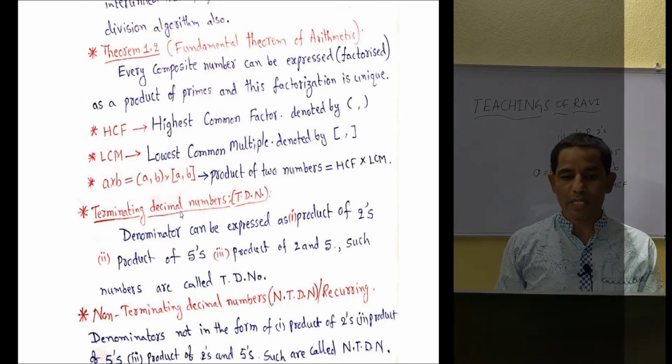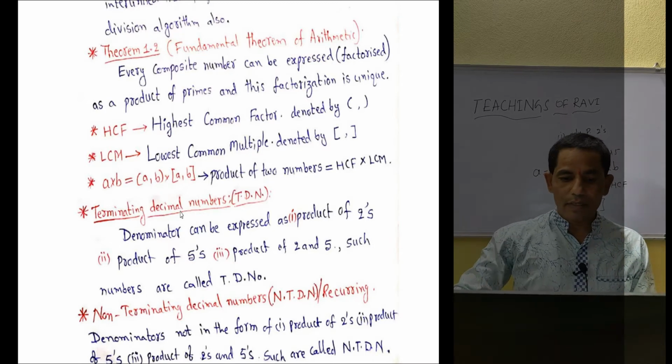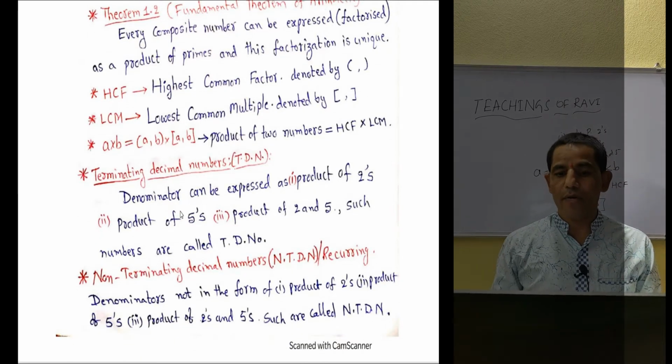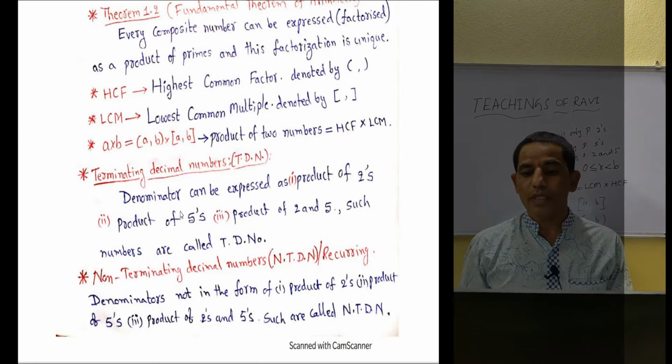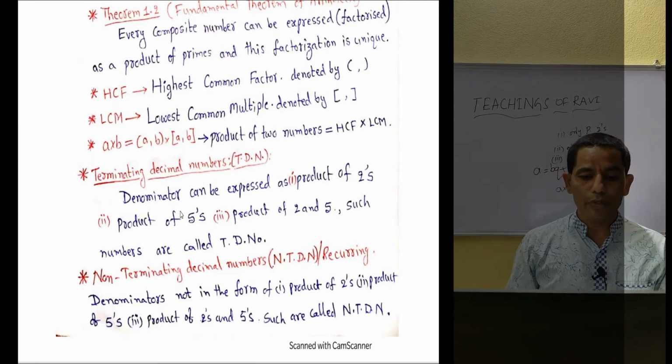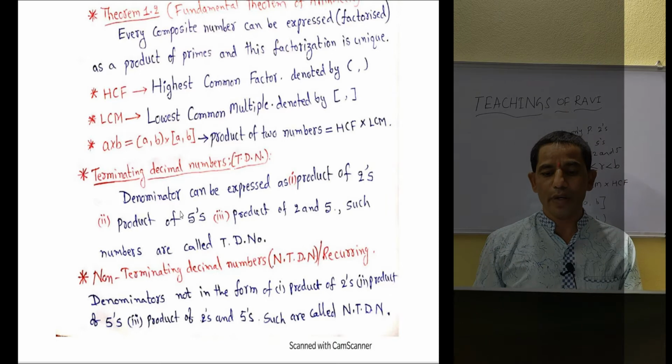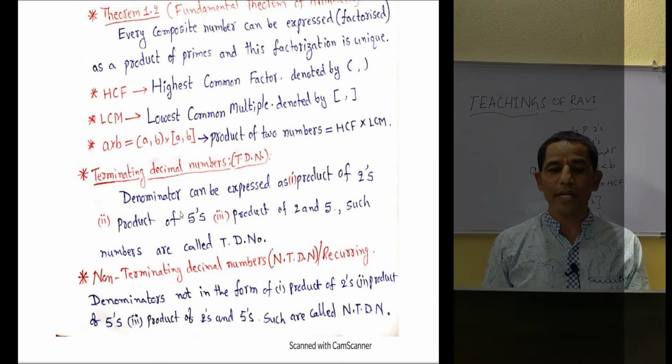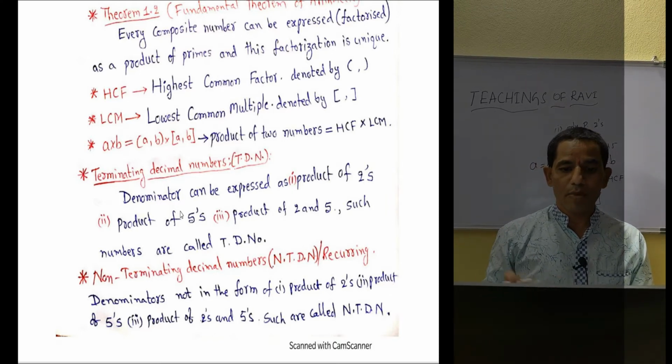Non-terminating decimal numbers: if the denominator is not in the form of a product of 2's, or a product of 5's, or a product of 2 and 5, such numbers are called non-terminating decimal numbers.